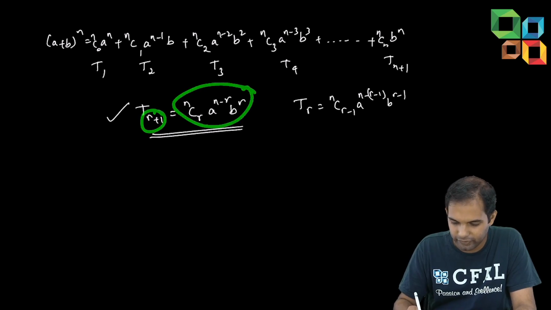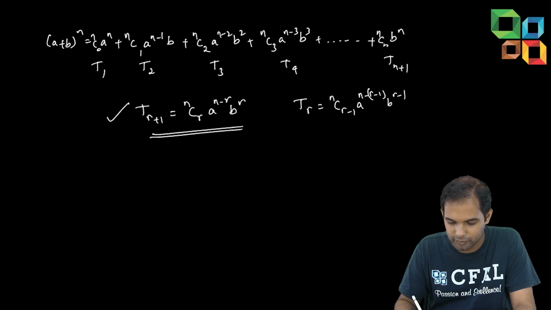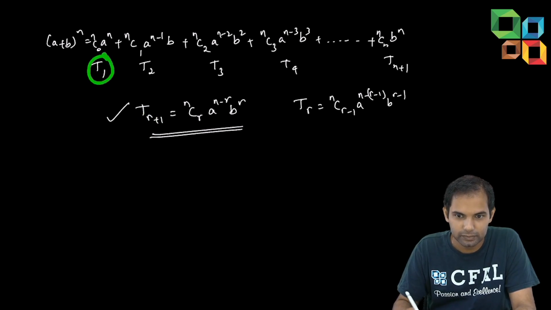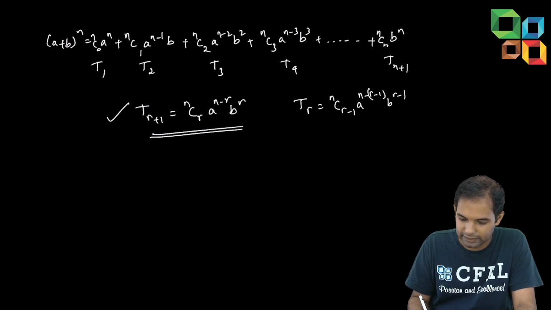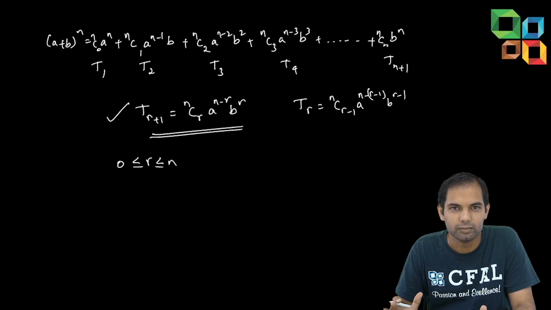The second thing is we fix r, right? So we start r from 0. We start from 0, I'll get the t1 term. R equal to n, I'll get this term. So that will make it clear where r lies. So it's from 0 to n, totally n plus 1.